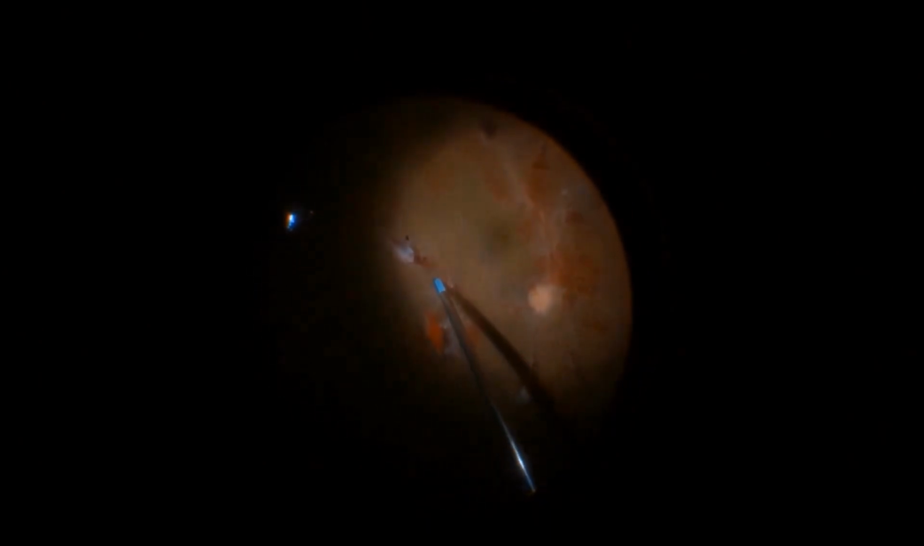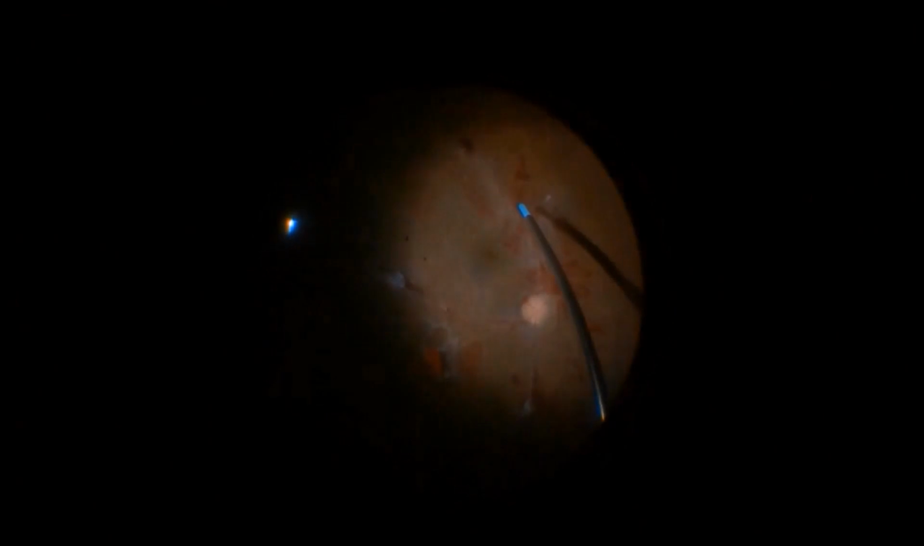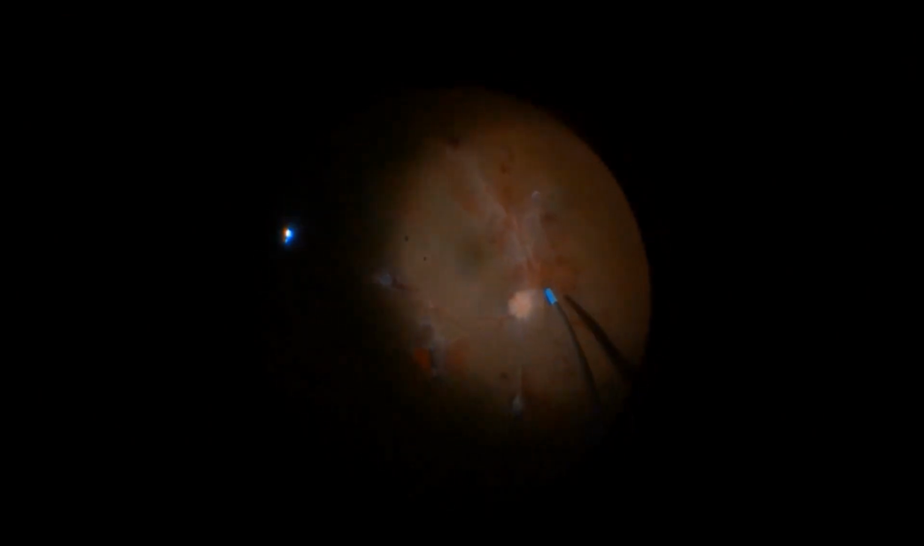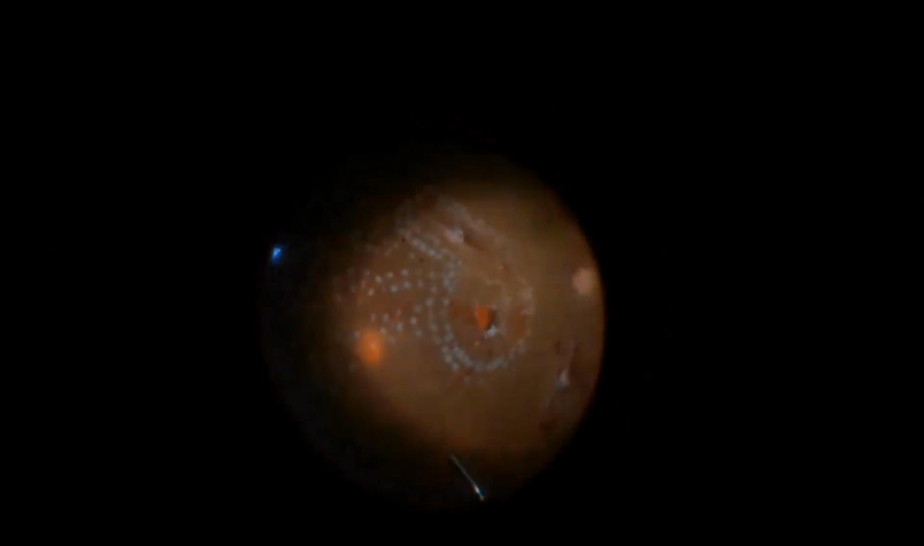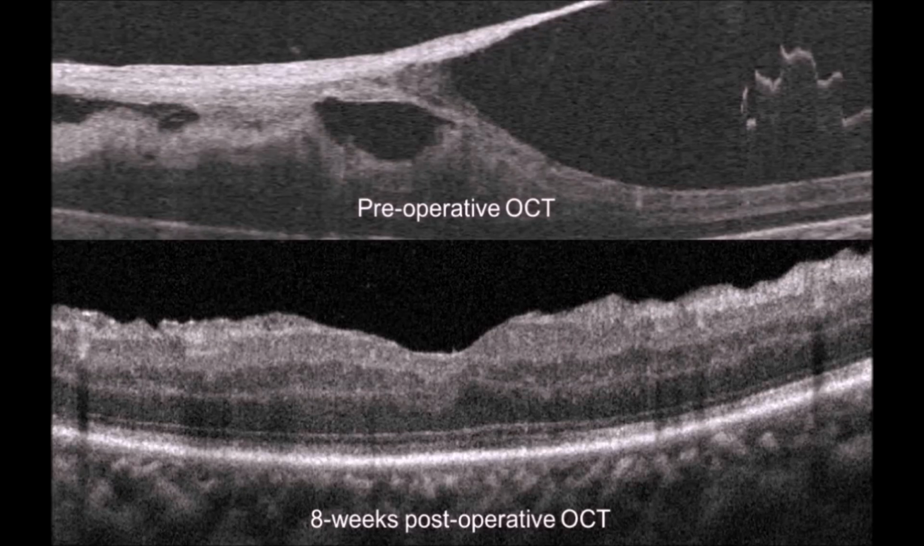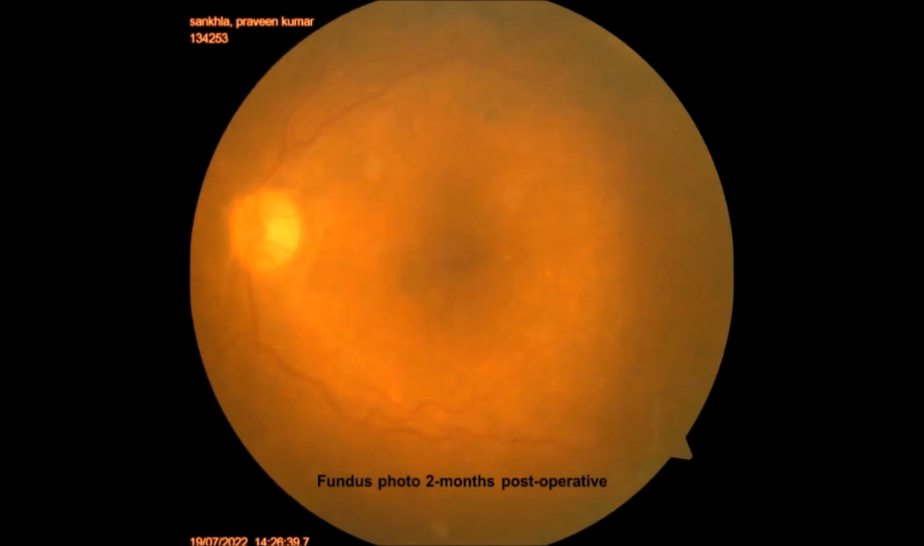Once all the traction has been relieved and the vitreous completely removed, pan-retinal photocoagulation is performed. Since no breaks were created, there is no need for silicone oil or gas tamponade. As we can see in the OCT pictures, the foveal contour has improved after 2 months and it has a near normal fovea. The vision also improved to 6/12 after 2 months.